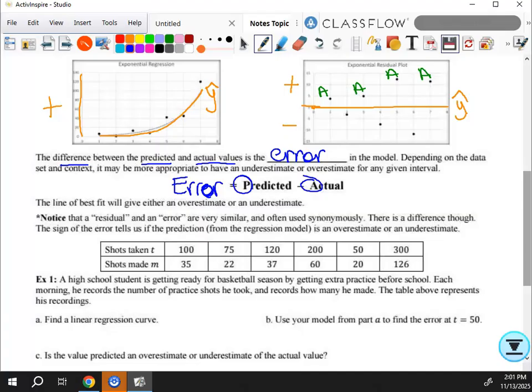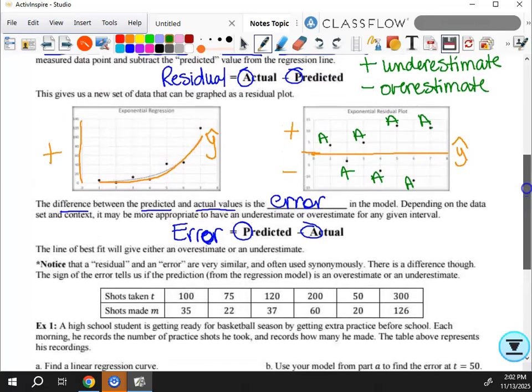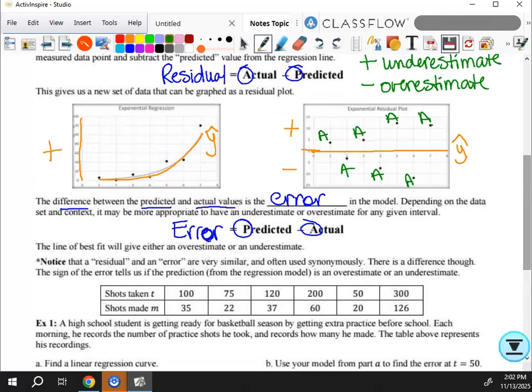All right, so then it says the line of best fit will either give an overestimate or an underestimate, right? So here, again, these are my actual values as well. So if I do the predicted minus the actual, then when this is an underestimate, that will be negative, okay? So see how it says underestimate? This actually will be negative for underestimate, and positive for an overestimate.